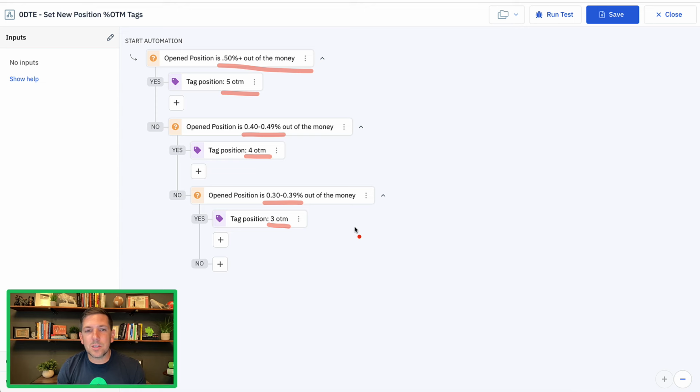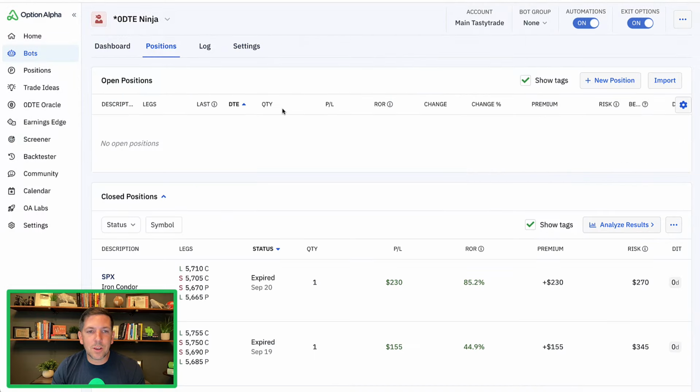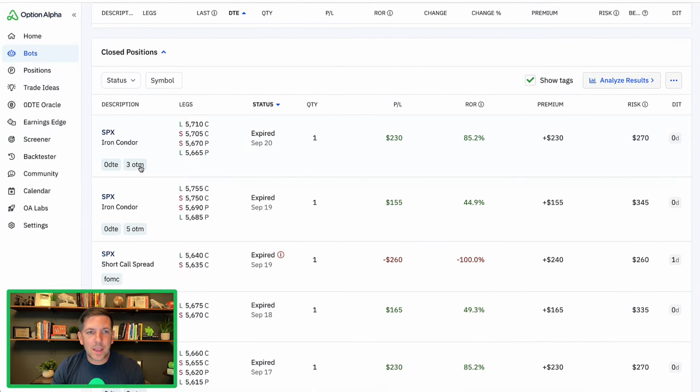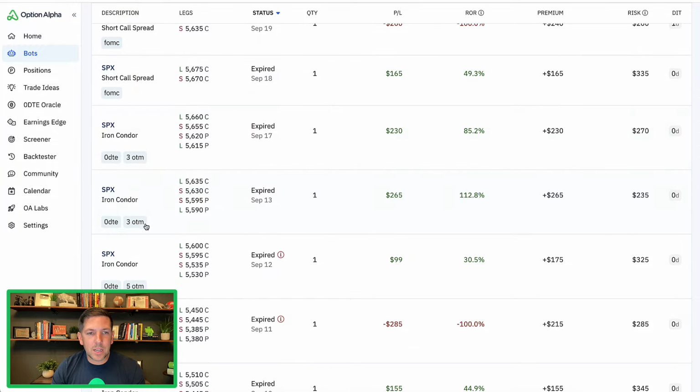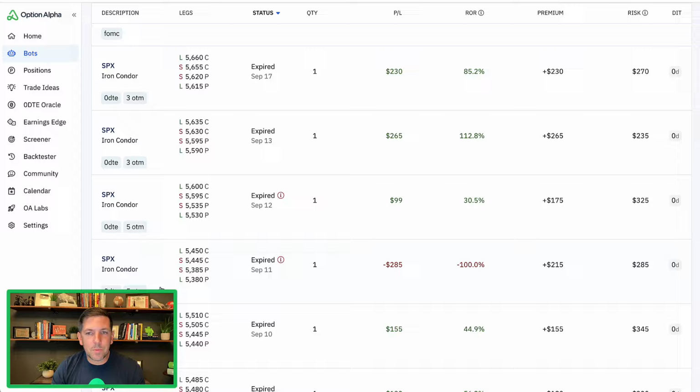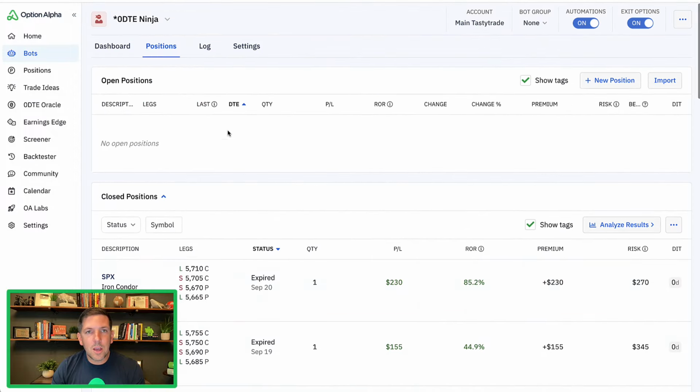So if I find a position in the off chance that's outside of this and never tagged, I know that something's up. I've got to adjust my automations or make them more aggressive or whatever the case is, but I haven't found it yet. All my positions have been tagged appropriately. So if I go to my positions here, you can see I get these ones here. These are the out of the money ones. These are FOMC trades, so they're tagged that way. And then these ones are out of the monies as well. You can see the different out of the money percentages for different ones. So hopefully this helps out.